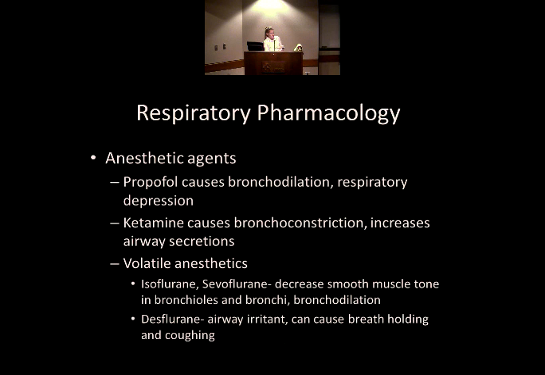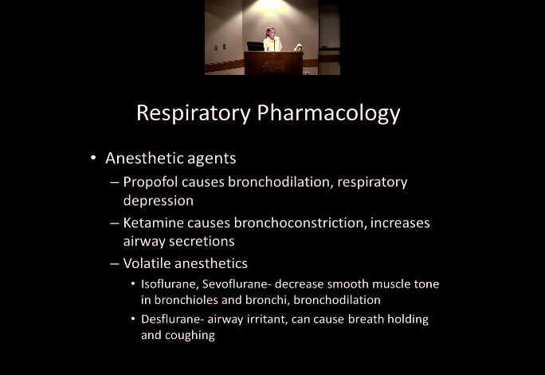Our volatile anesthetics, they work through the respiratory system. That's how they're absorbed. Isoflurane and sevoflurane decrease smooth muscle tone in the bronchioles and the bronchi, which results in bronchodilation. So if we can get a patient induced, get some volatile on, it'll relax those bronchi, make it easier for them to breathe. Desflurane, on the other hand, can be really irritating.